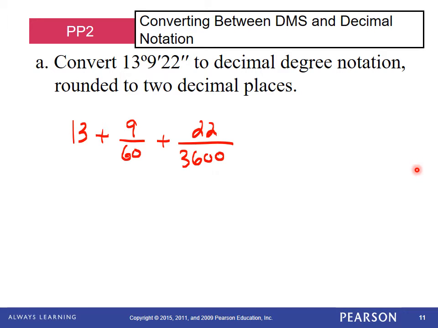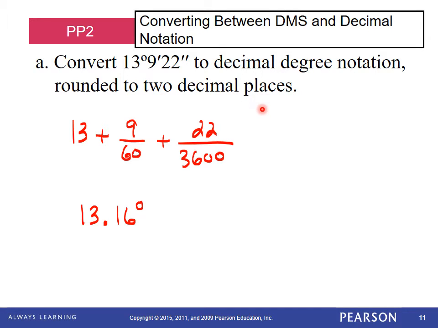Plug that into a calculator real quickly, and you should get something along the lines of 13.16. All we do is put a little degree symbol, and there it is. That's called decimal degree notation: the number of degrees and decimal pieces of another one, rounded off to 2 decimal places.